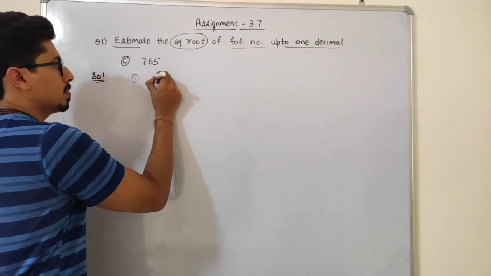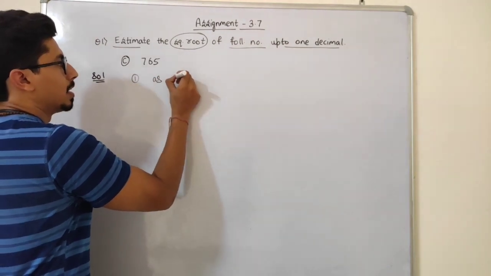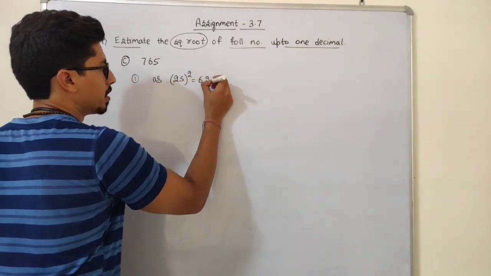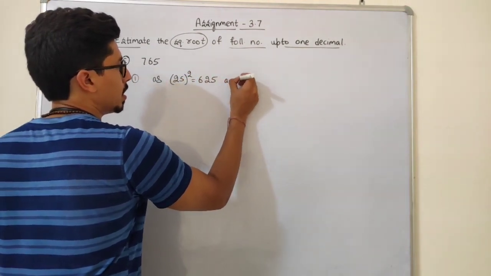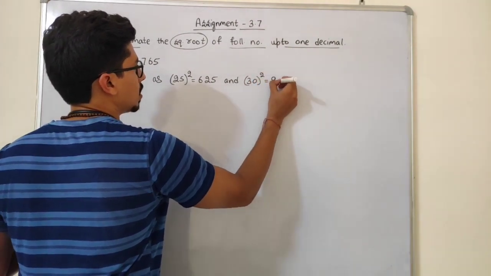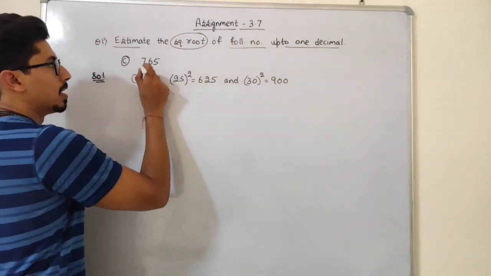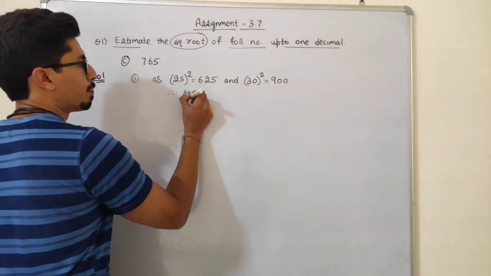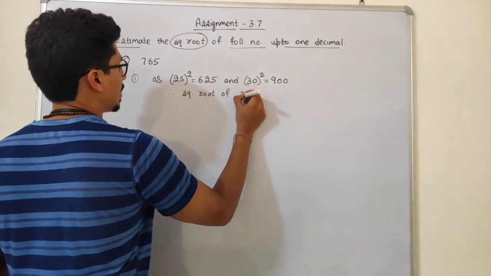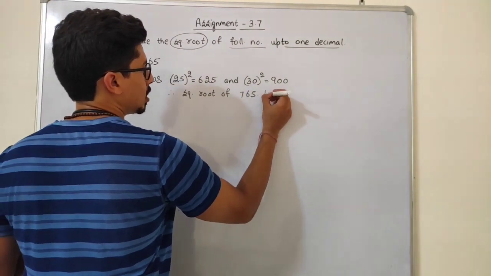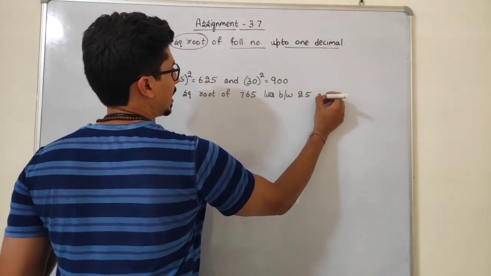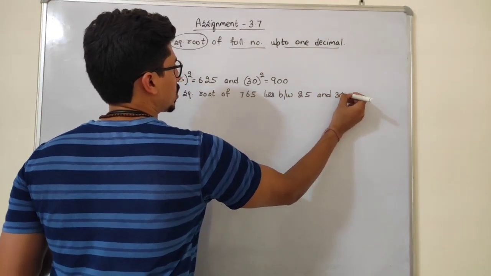So as 25 square is 625 and 30 square is 900. Therefore square root of 765 lies between 25 and 30. Okay, students.